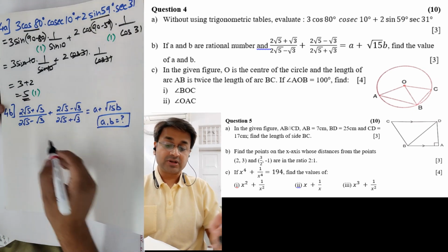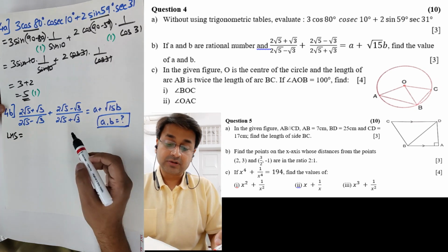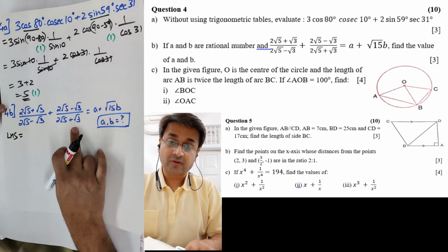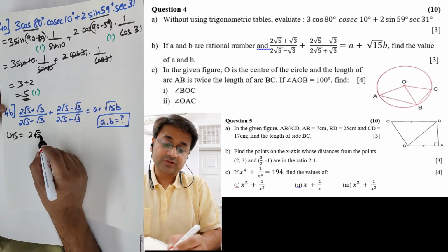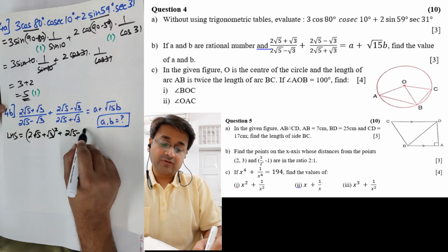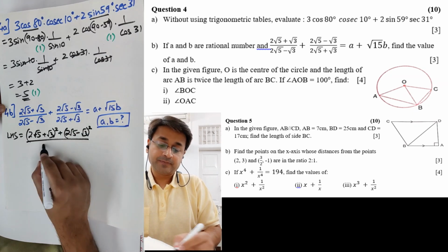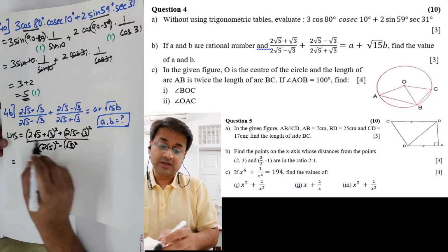4B, again a good question, you got to solve this. So just take the LHS. You can either take the rationalizing factor of each of the ratio or directly cross multiply. I would prefer cross multiplying. 2 root 5 plus root 3 the whole square and 2 root 5 minus root 3 the whole square upon a square minus b square. This is going to be making it easy.